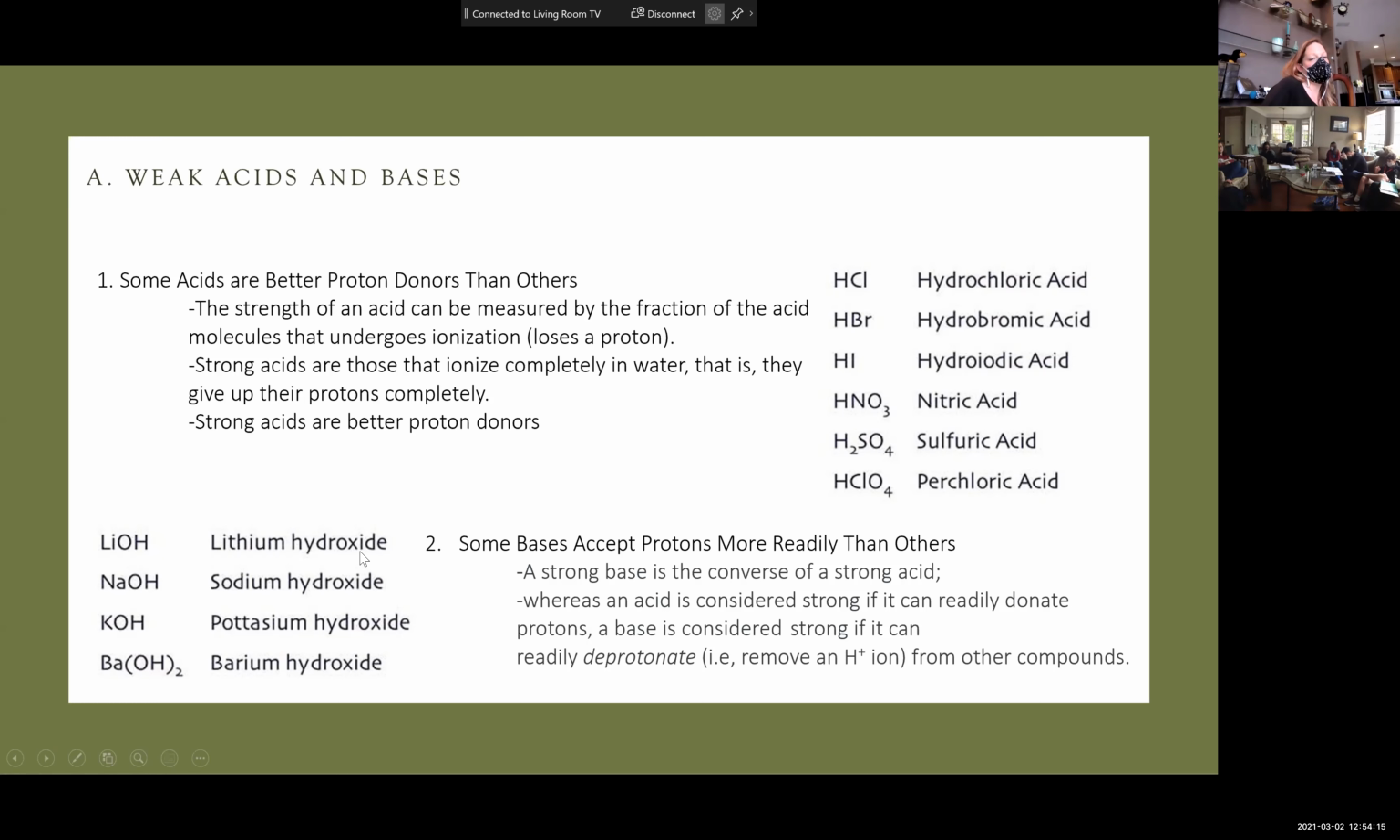So here are your strong bases. So you've got some sodium hydroxide, which we've used. I don't think we've used any of the others, but there they are.